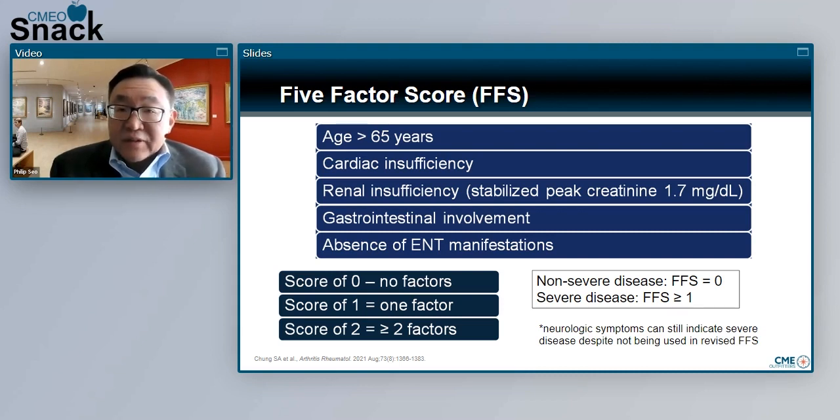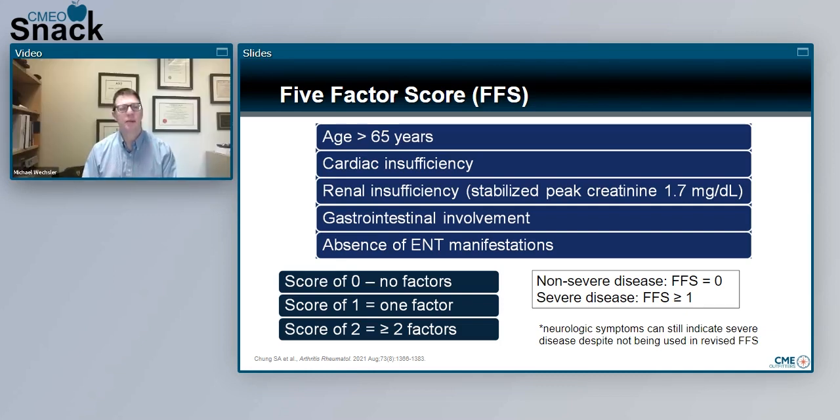At the end of the day, it's hard to look at a patient with CNS manifestations, though, and not offer them cyclophosphamide. So I think it's a distinction between the old five-factor score and the new five-factor score, but it's not one that would necessarily steer us away from using cyclophosphamide in that case.